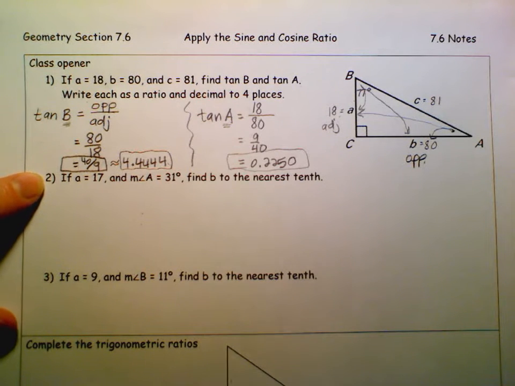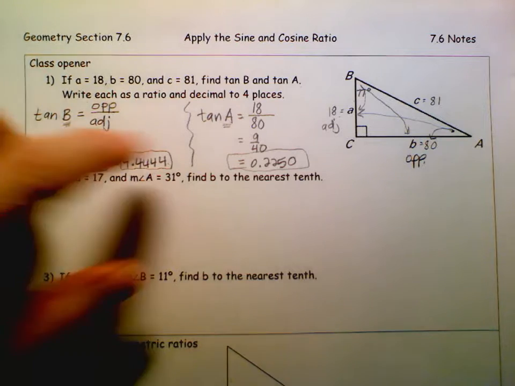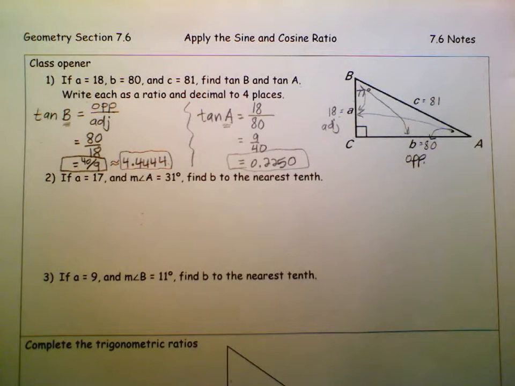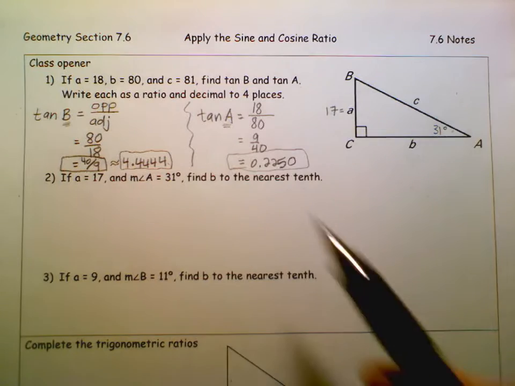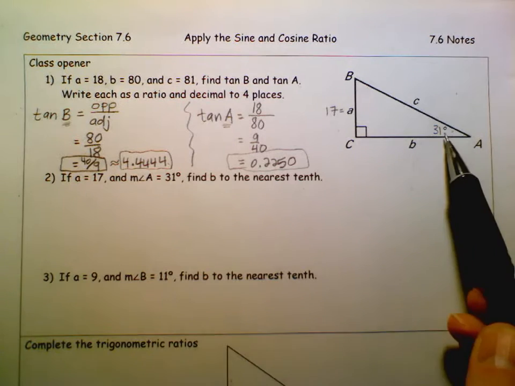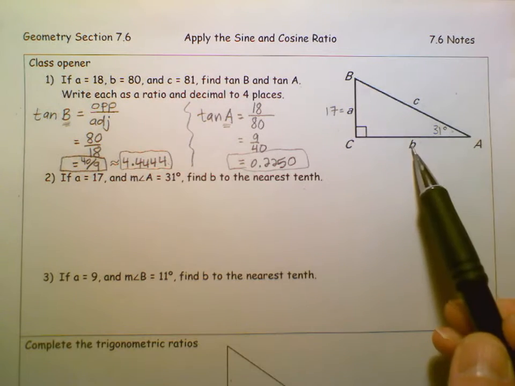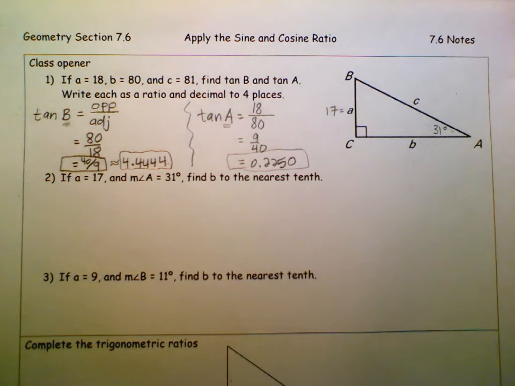Now I'm going to erase my markings on my triangle, because number 2 is actually a new problem that uses the same triangle. Side A is 17. Angle A is 31 degrees. Side B is what we're trying to find.